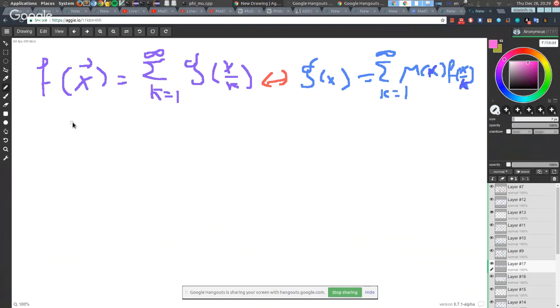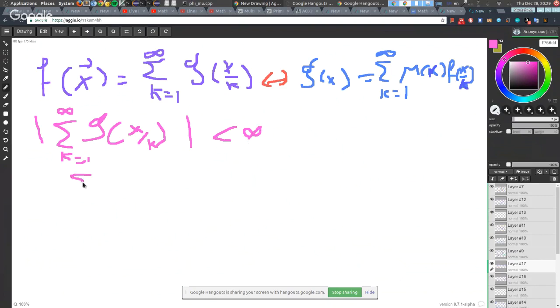So the summation of g of x over k, from 1 to infinity, has to converge, and the same has to hold for f as well. This is just a condition to guarantee that the equations are well defined and so on.